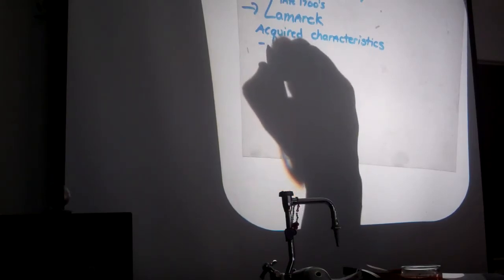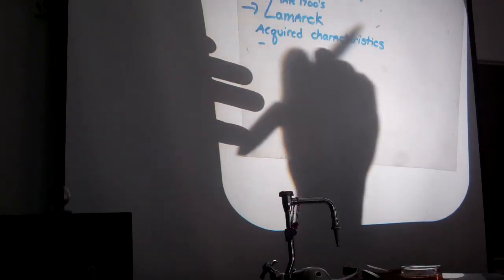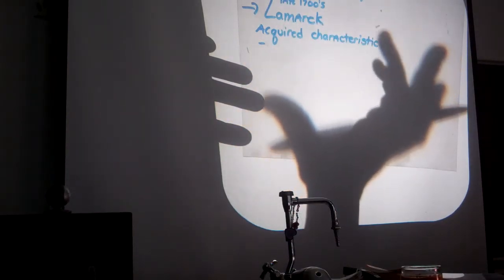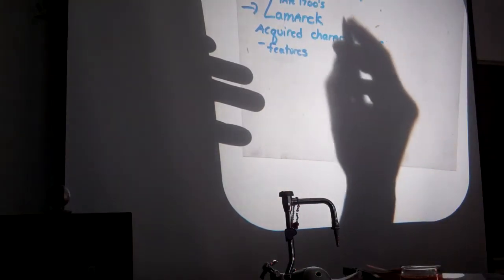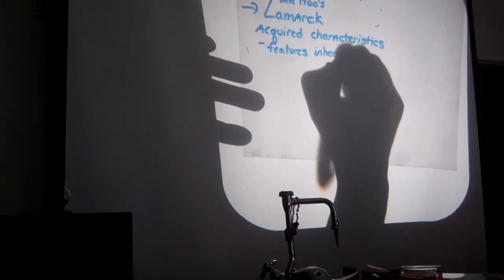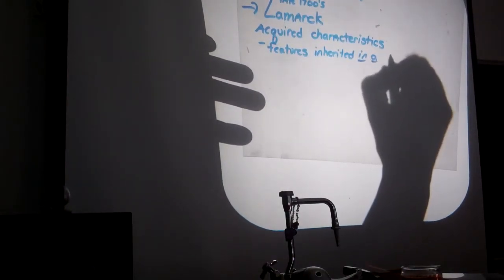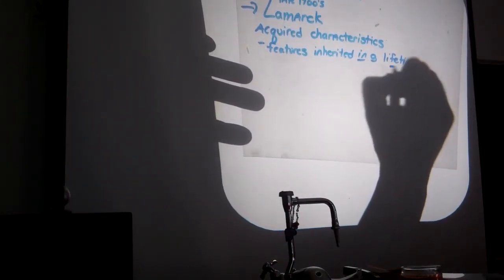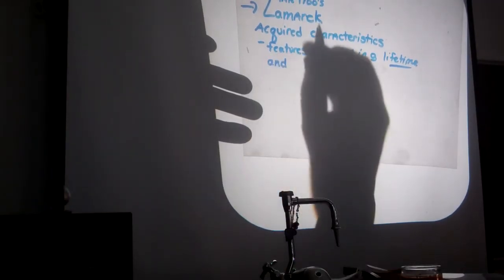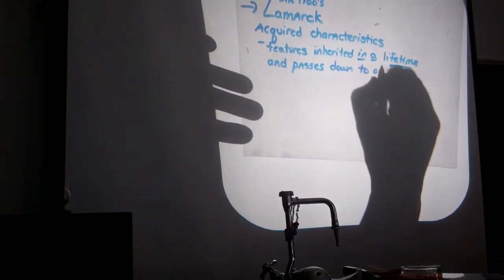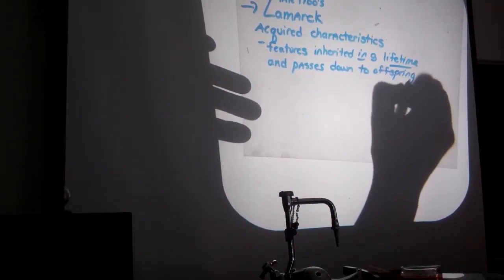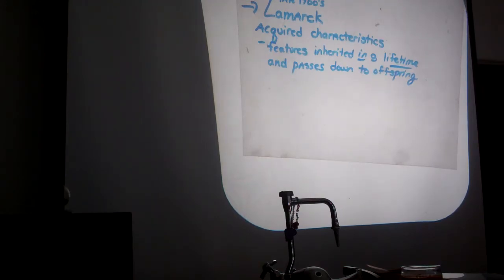This is what it says. And when I write it, see if you can figure out where it's wrong. Features are inherited in a lifetime. And I'm underlining that word. And passed down to offspring. Hopefully you can kind of see it at first glance. An organism, a single organism.